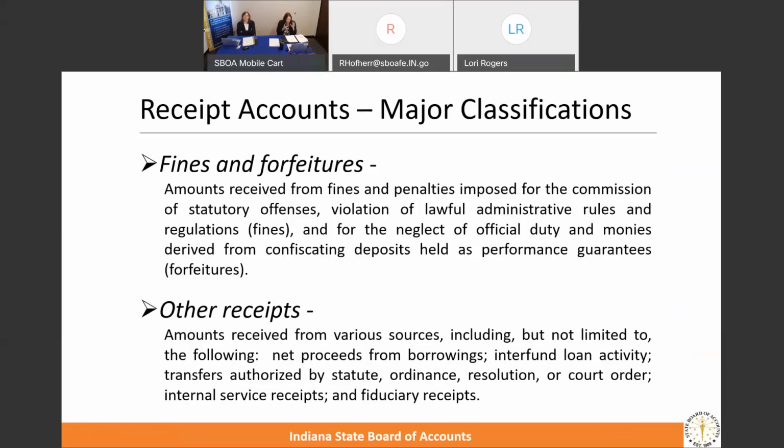So putting things like your inter-fund activity, ordinance, we get court orders, your internal service receipts, things like that. These are so small, okay, compared to the other stuff that you're collecting. So, like I said, when you put everything in there, you're not being transparent into what you are actually receiving. So by accounting for the receipts in these proper classifications, it allows a reader to compare multiple years.